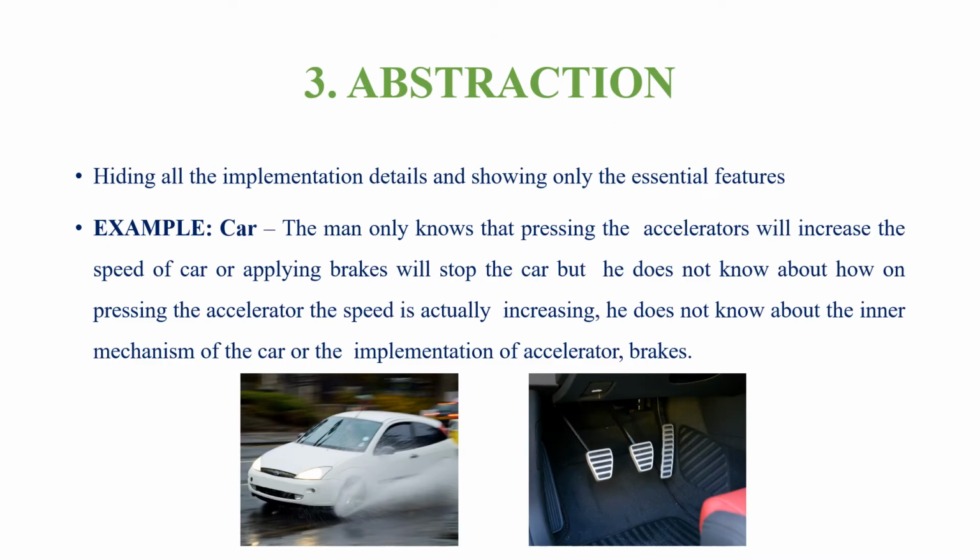Next one is abstraction. Abstraction is nothing but only giving the essential features by hiding all the implementation details. Let me explain with an example. Let me take a car. A driver is going in a car at 100 km/h and suddenly there is an obstacle, so he needs to apply the brake. He quickly presses the brake pedal and after applying the brake, the car stops. But the driver may not know what is happening inside the car to make it stop. He only knows that after pressing the brake it stops. So this is what is called abstraction. That is hiding all the implementation details and showing only the essential features.